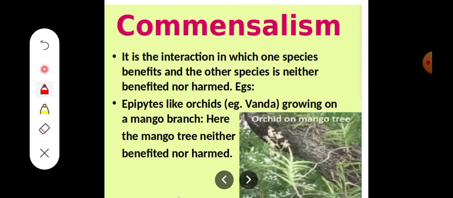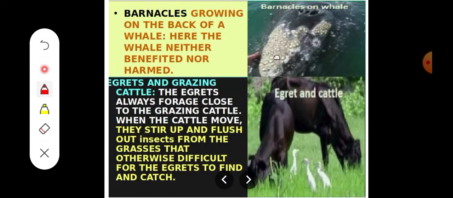Okay, and an example of such commensalism is seen in epiphytes like orchids. Example, vanda. It grows on a mango branch. Here the mango tree is neither benefited nor harmed. So epiphytes are nothing but plants which live on the host, but they don't do any parasitic activity. And then we have another example, which is barnacles growing on the back of a whale. You can see it here. So it is growing on the back of the whale, and the whale is neither benefited nor harmed.